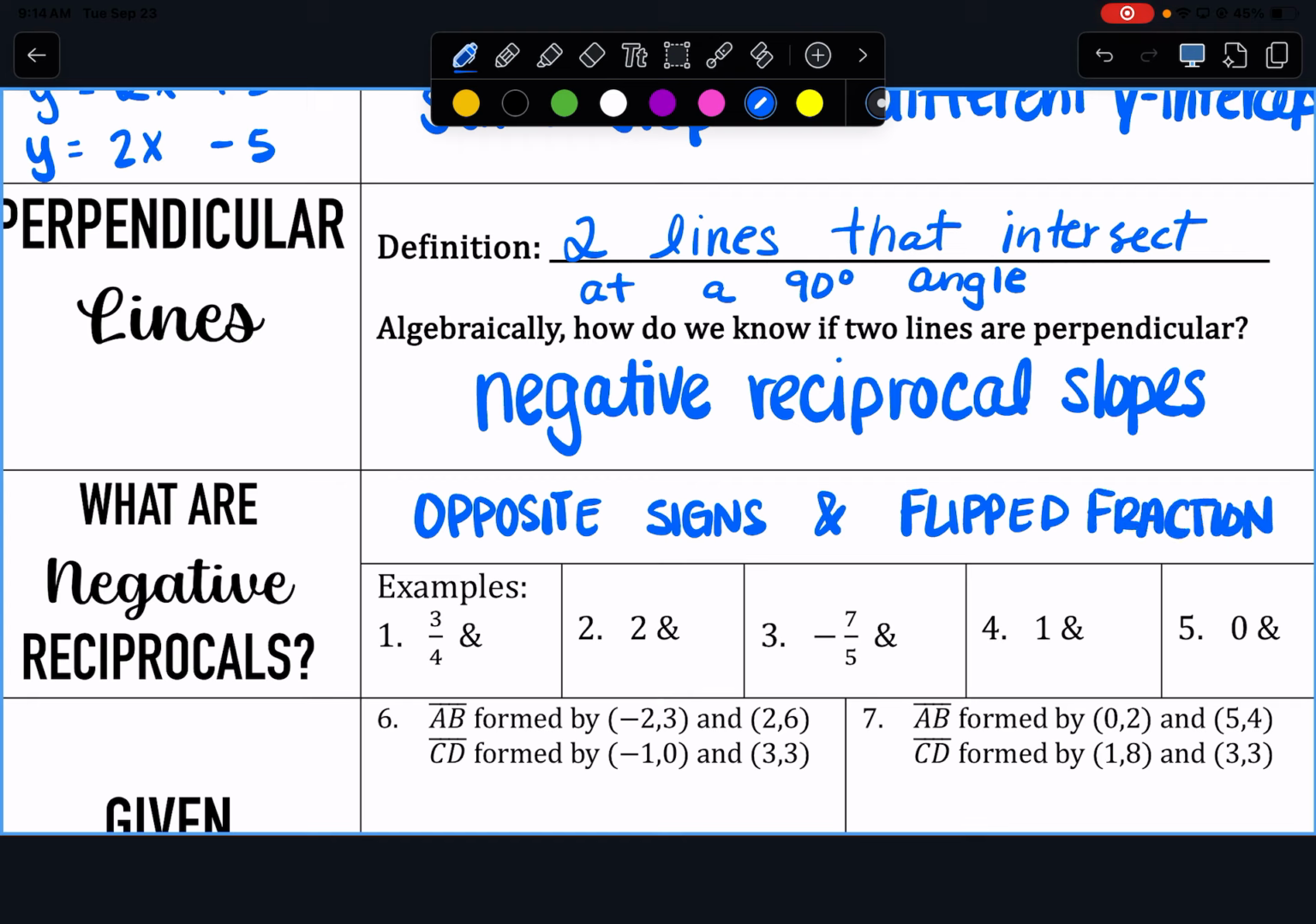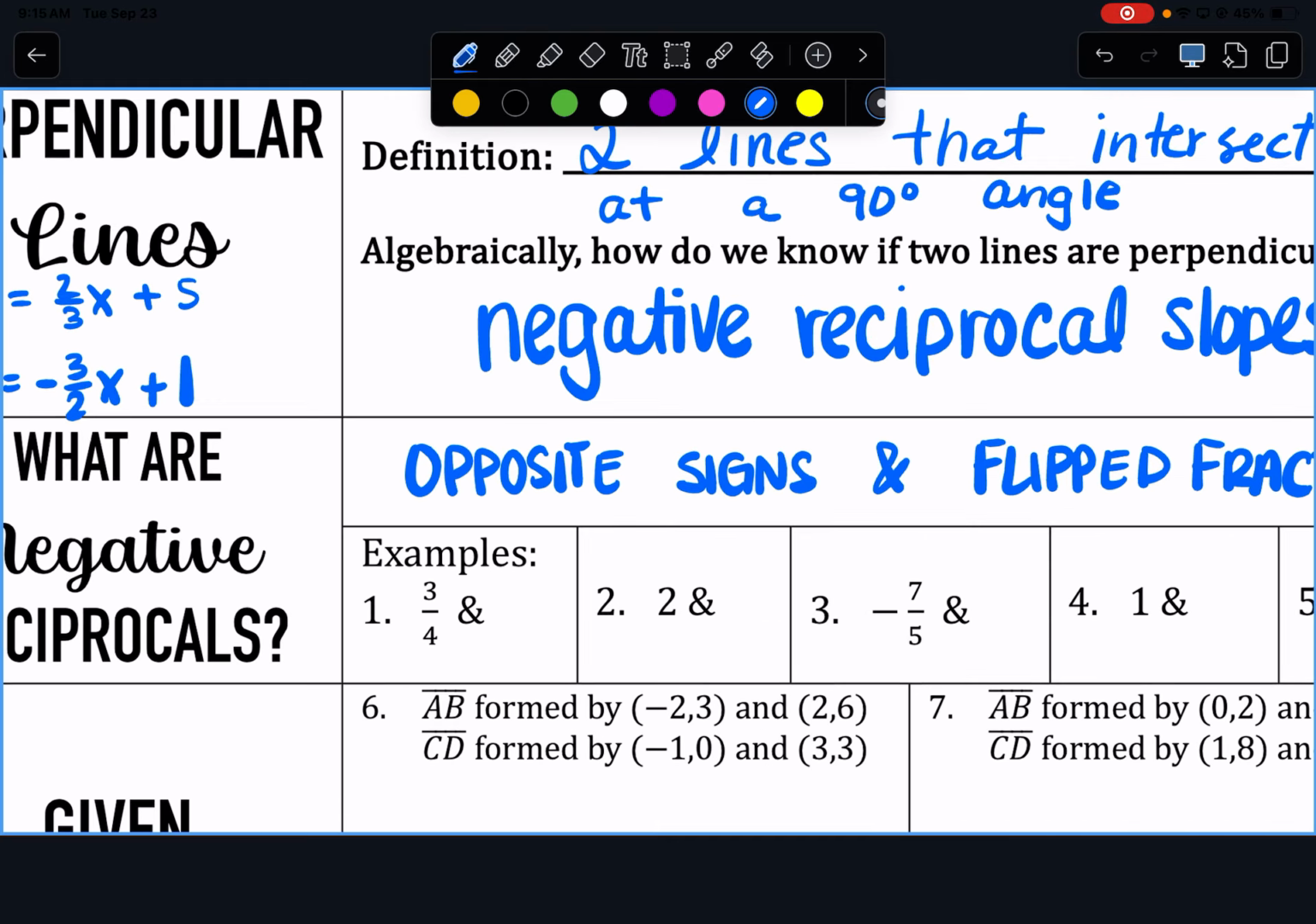So if I gave us two examples of perpendicular lines, we could have y equals 2/3 x plus 5. And the perpendicular line, we would make it opposite sign and flip the fraction. So it'd be negative 3/2 x plus 7. Any number can go there. Those would be perpendicular lines, okay, because the slopes are negative reciprocals. They're opposite signs and a flipped fraction. So let's go ahead and look at the examples of negative reciprocals.